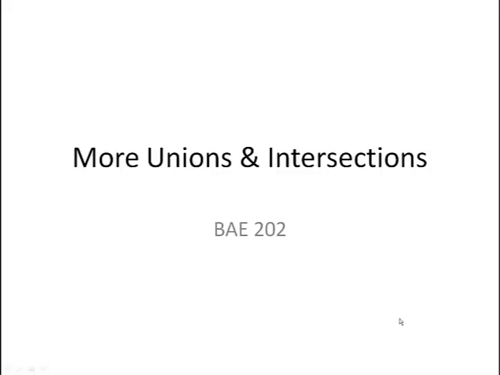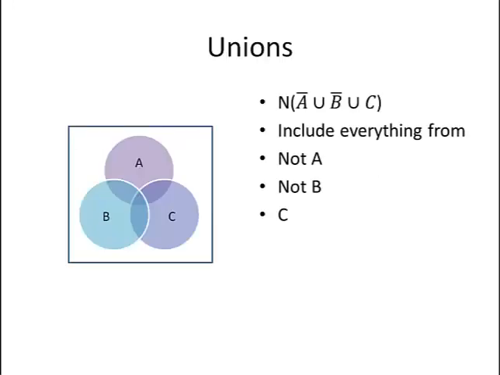All right, so this mini video is a little bit more about unions and intersections, especially how they relate to the Venn diagrams. Okay, first let's look at the union. Now, what we're going to try to do is figure out what this is right here. And because we have two unions, we actually want to include everything from all three parts. So we need to figure out what's not A, what's not B, and what is C, and basically include everything.